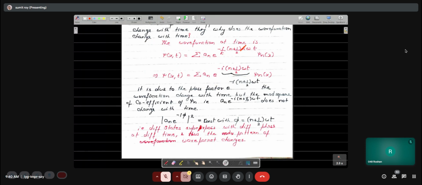एक बार फिर से पढ़ो. It is due to the phase factor, this one, the wave function changes with time, but the mod square of coefficient of psi n, that is this one, does not change with time. That is, different states superposed with different phase at different time, and thus the pattern of the wave packet changes.